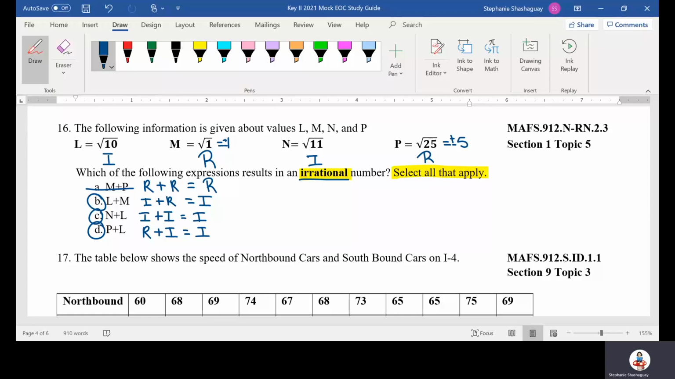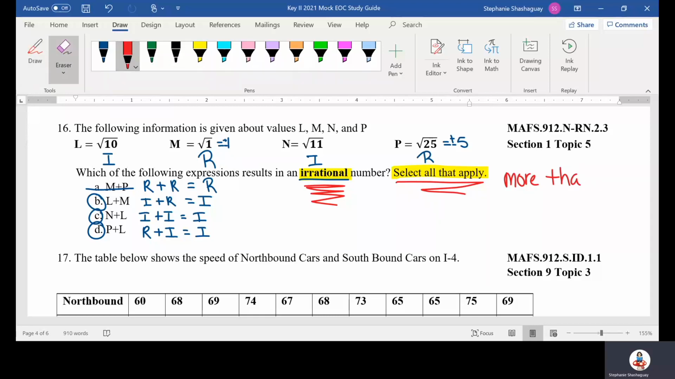So with this style of question, two things to look out for. Are they asking for rational or irrational? So make sure you're looking at what they're asking for. And if they have select all that apply, it will always be more than one. So you always have to select more than one, but never all.